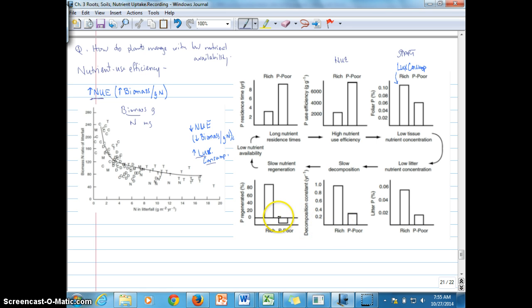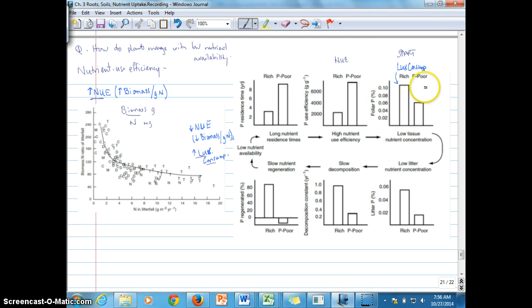And so because of that, we see that the nutrient phosphorus has a longer residence time, meaning that it stays in the soil longer. If it's decomposing and mineralizing slower, certainly it stays in the soil longer when that phosphorus content is low. And then again, this comes back around: low phosphorus availability means plants have lower tissue phosphorus and therefore have a higher nutrient use efficiency. So that's how we would read this graph.